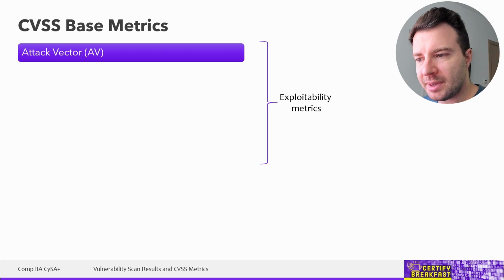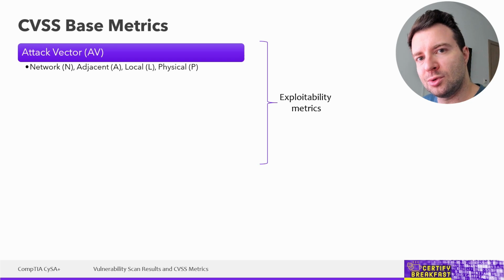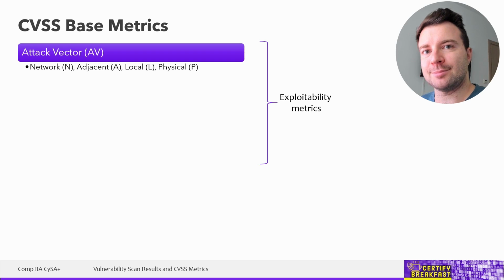And of course, this metric value is going to have a larger score the more remote the attacker can be, because we can safely assume that the potential number of attackers that can exploit a vulnerability across the network is going to be much larger than the potential number of attackers that can exploit a vulnerability that requires physical access and physical presence next to the device.